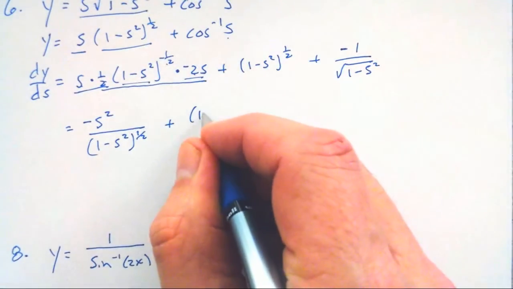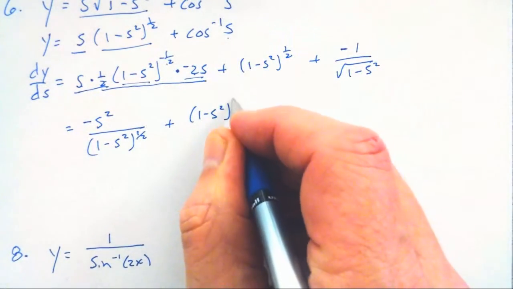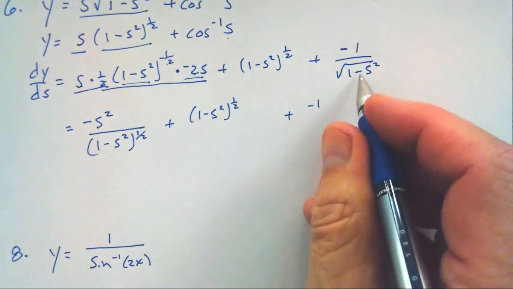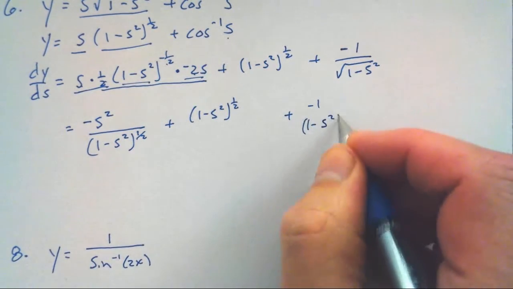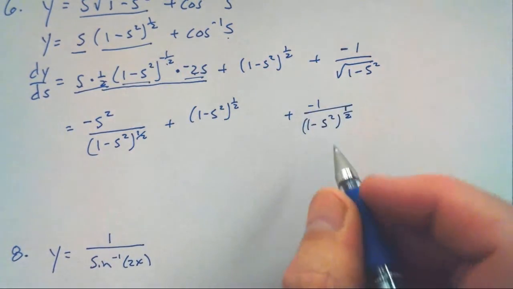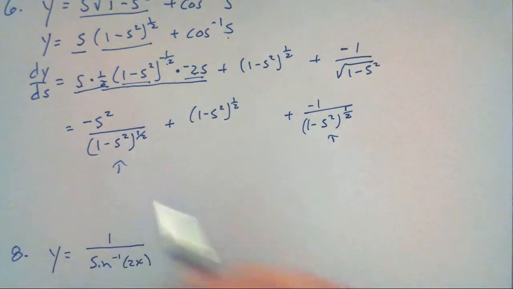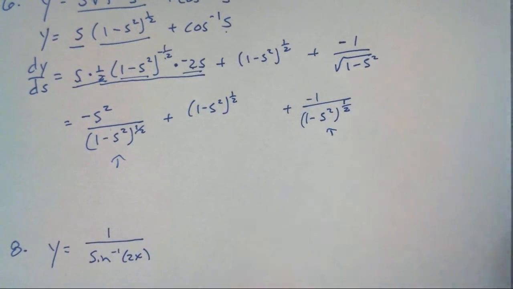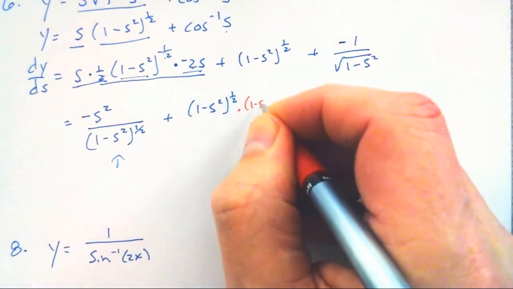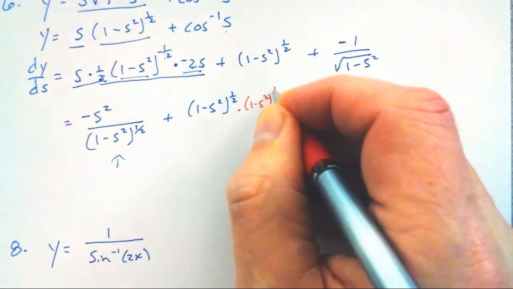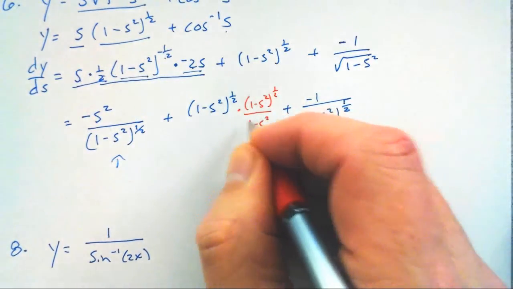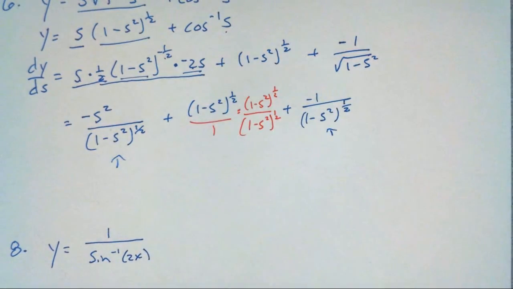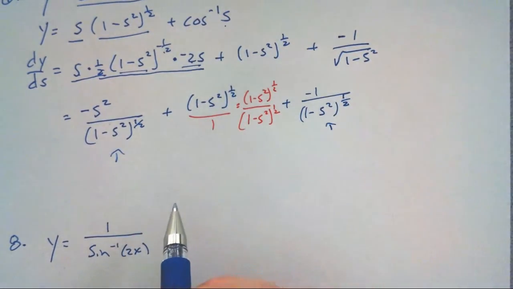Plus 1 minus s squared to the 1/2. I'm going to leave a little space here. You'll see why in a second. Plus negative 1 on, I'm going to write this as 1 minus s squared to the 1/2, and I think you can see why I might do that. Now I have common denominators here. And clearly I can combine these, but it wouldn't be such a bad idea to introduce common denominators by multiplying by 1 minus s squared to the 1/2 on itself. And then I've got common denominators everywhere.